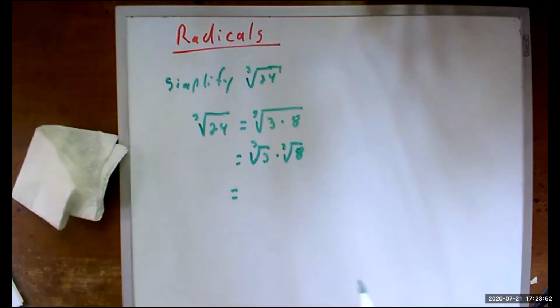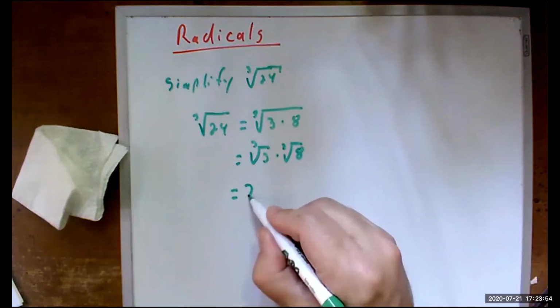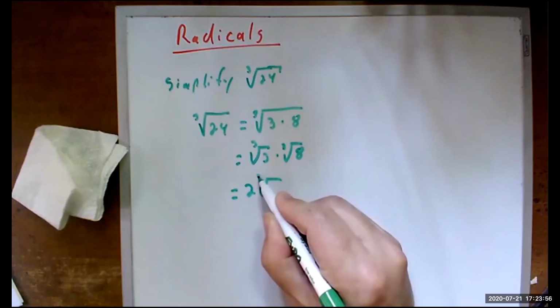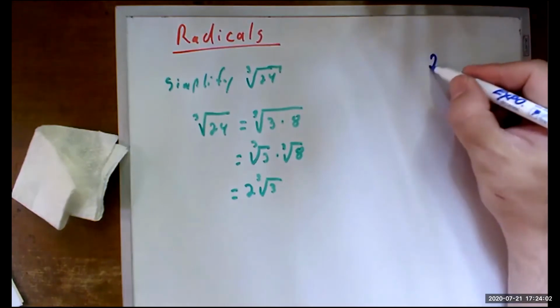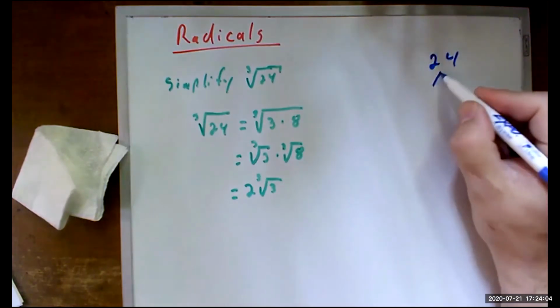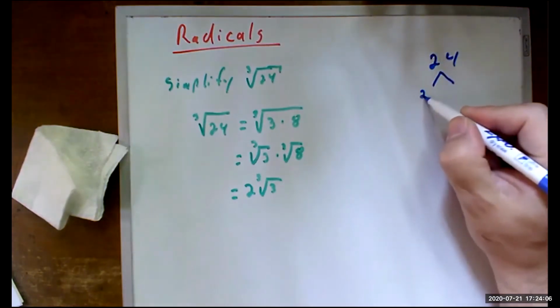Square root of 3, or sorry, cube root. This is cube roots everywhere. Cube root of 3 times the cube root of 8. The cube root of 8 is 2 times 2 times 2, so just 2. And then we leave the cube root of 3 there.